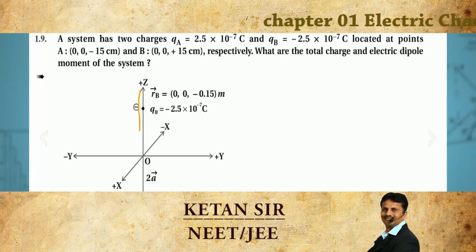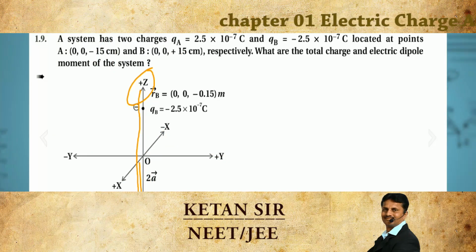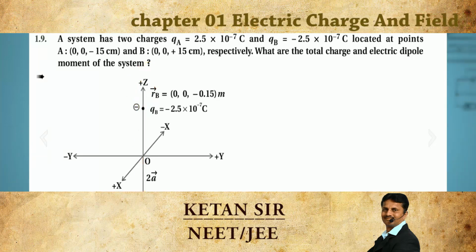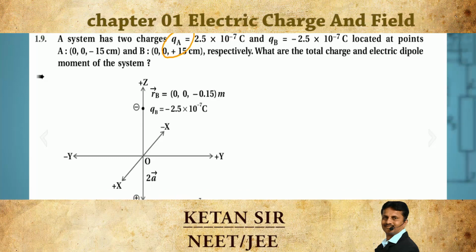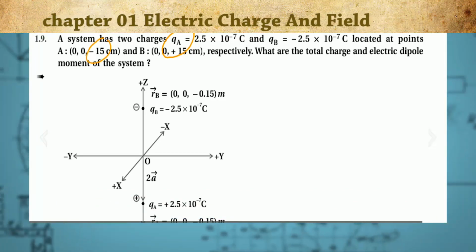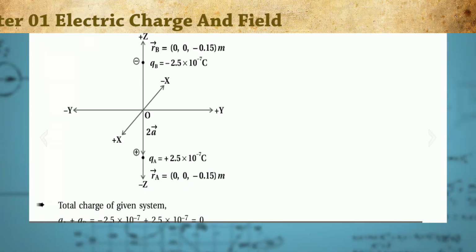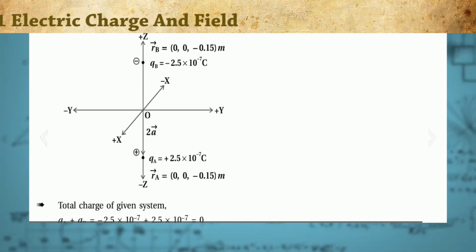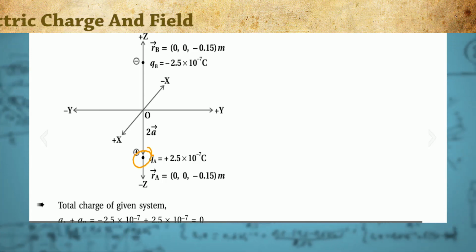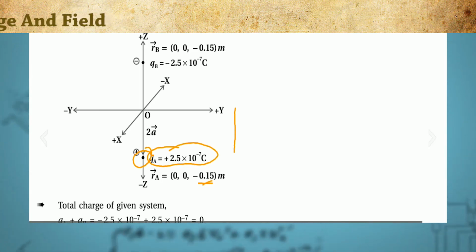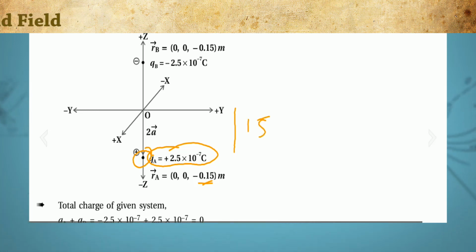Then this vertical axis is the z axis, the upper side is positive z, the lower side is negative z. Charge A is placed at minus 15, here plus 2.5, and this location is minus 15, which means this distance is 15.